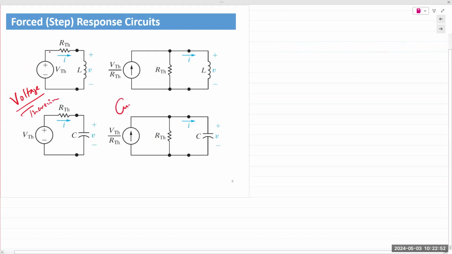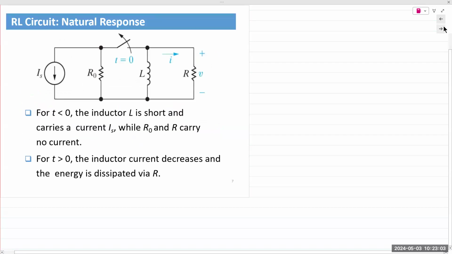And here you have a current source or a Norton equivalent. Okay, Norton equivalent. Let's look at a natural response circuit first. So you have an RL circuit, meaning you have one inductor, one resistor in that circuit.